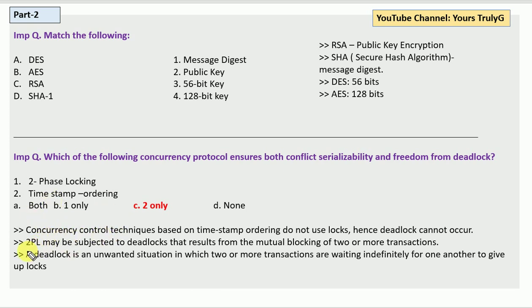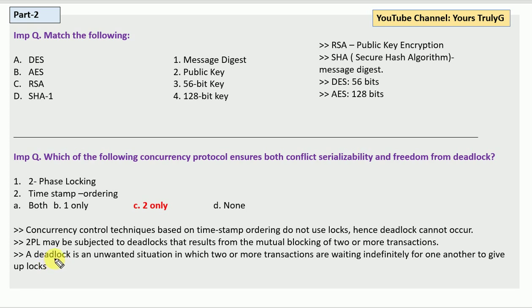And two-phase locking, in short 2PL, may be subjected to deadlock that results from mutual blocking of two or more transactions. What we are doing here is locking all those things. Once we lock with mutual blocking of two or more transactions, deadlock will definitely happen. In short, we all know about deadlock. Deadlock is when one resource wants another resource that is held by the second resource, and the second resource wants the first resource. Such a condition arises and deadlock occurs.